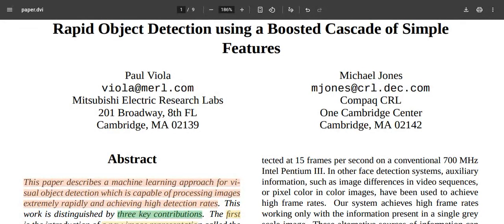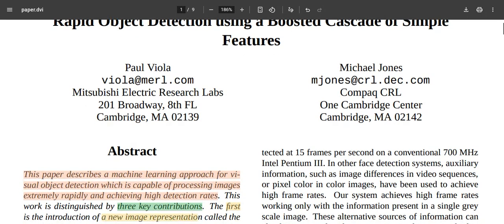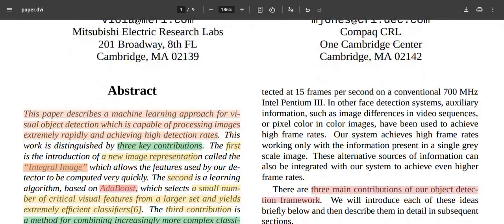Hi all. In this video, we are presenting a paper titled Rapid Object Detection using a Boosted Cascade of Simple Features from Viola and Jones. This is a famous algorithm for object detection or face detection. The paper claims to present a machine learning approach for object detection, especially face detection, which is capable of processing images very rapidly and with high detection rates.